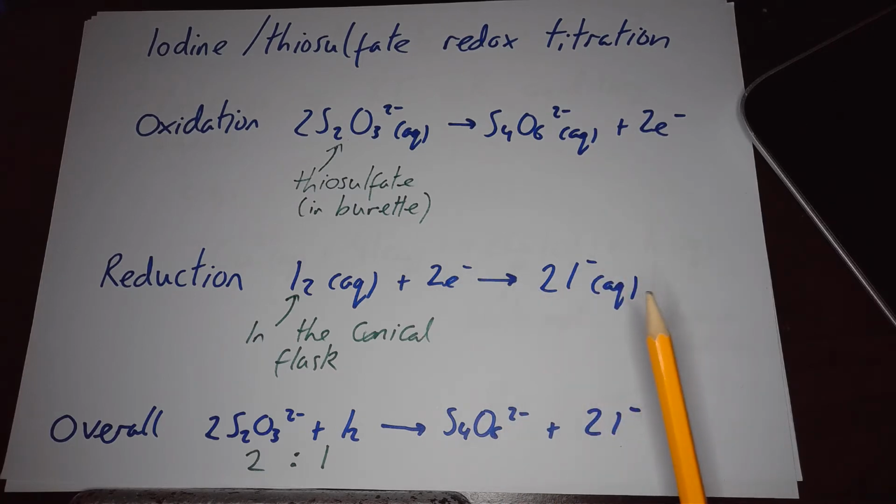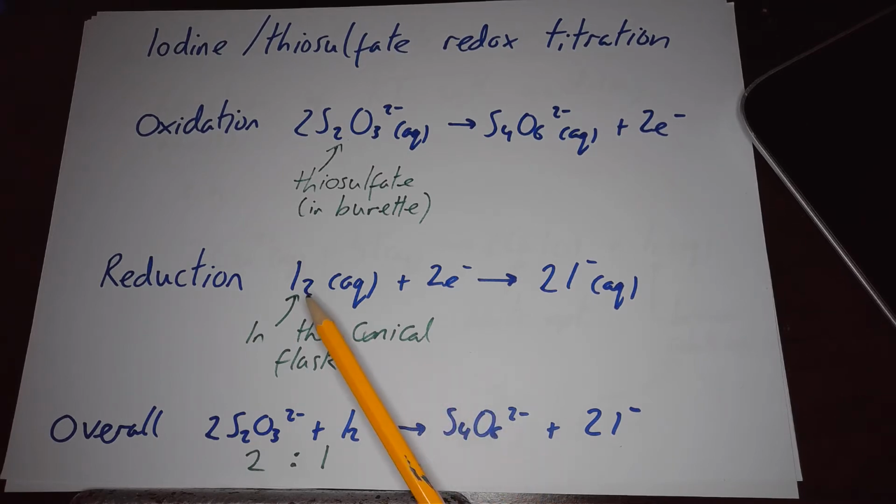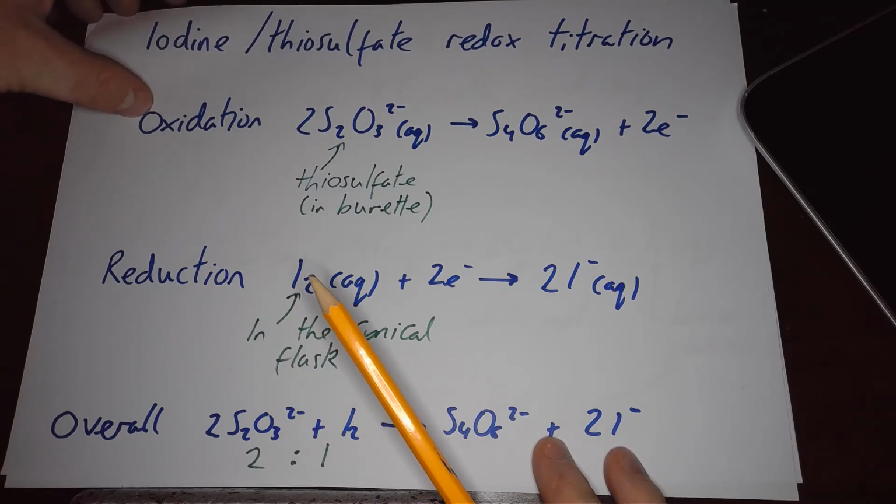Combine these two half equations, you get this overall equation here. And you can see that there's a 2-to-1 ratio between the thiosulfate and the iodine. So this is very specific. I think, how often do we really need to know the concentration of iodine? But we can get the iodine from secondary reactions. We do another reaction first and then do the titration. So the first reaction we do will release, or liberate, the iodine.